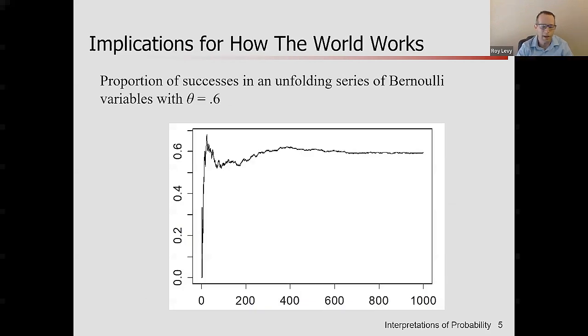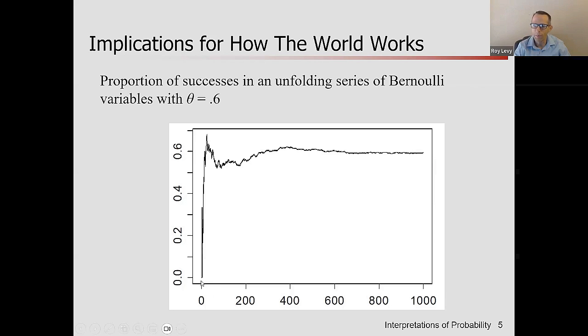Okay. Here's the idea in a picture, a little simulation of something. This is a plot of the proportion of successes in a series of Bernoulli variables with probability of success 0.6. We'll talk about Bernoulli variables a little bit more later on. But just think of this as a coin flip, that it can either land on heads or tails. But this is not a fair coin. This is a biased coin. This is a coin that in truth is biased in favor of heads, such that it'll land on heads with probability 0.6. So it's not a fair coin, it's a biased coin.